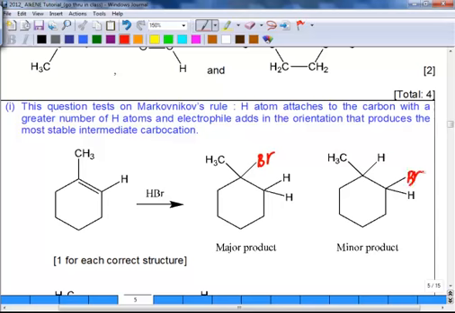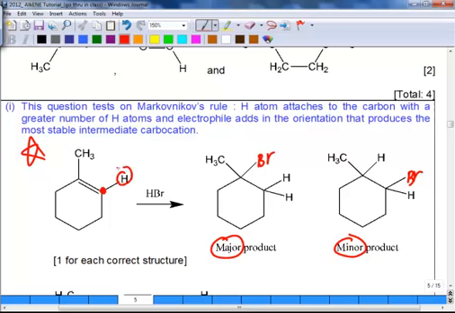Is it okay? And then please label major and minor. This part is important for mid-course. Everybody needs to know how to apply the Markovnikov rule. Okay, take note, Markovnikov rule. How do you apply? The H adds to the side that already has more H.